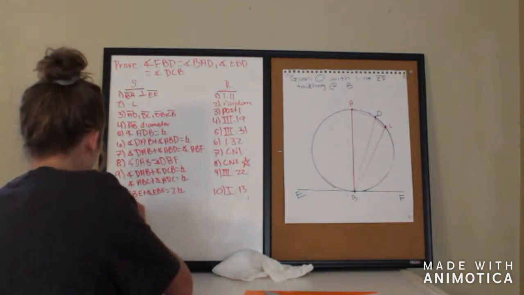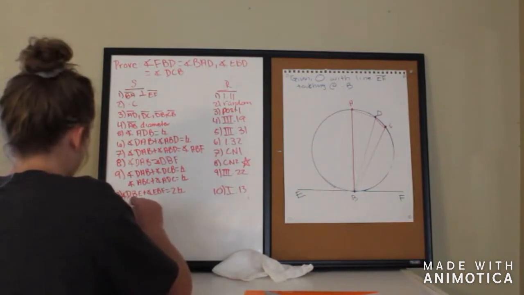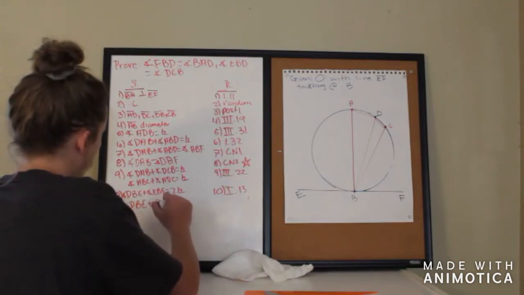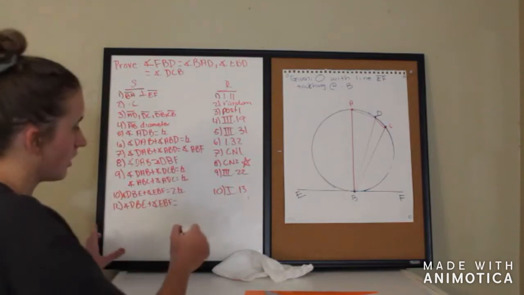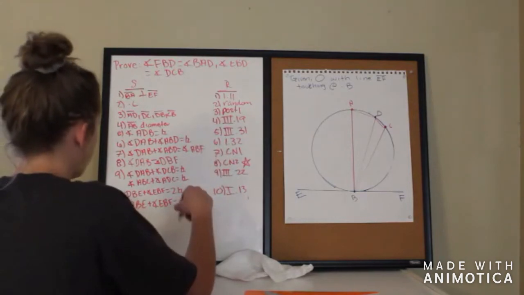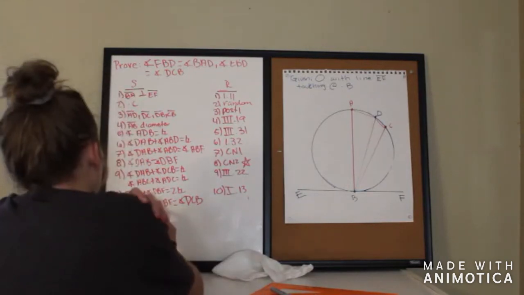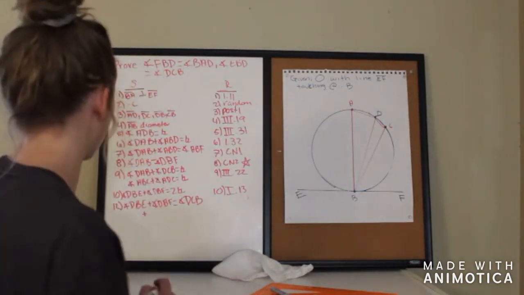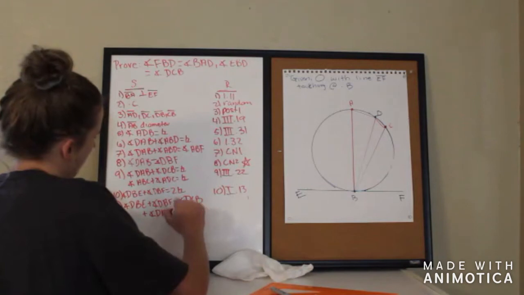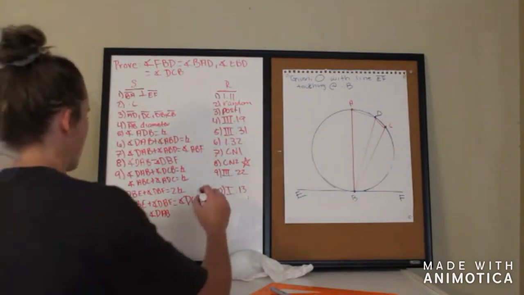So now that we have all of that, we can now say that angle DBE plus angle EBF is equal to angle DCB plus angle DAB, which is equal to angle DBE plus angle DBF. And we know that because of common notion 1.